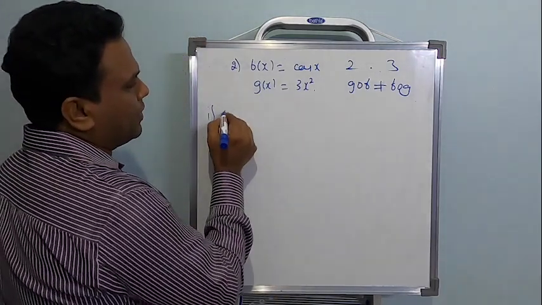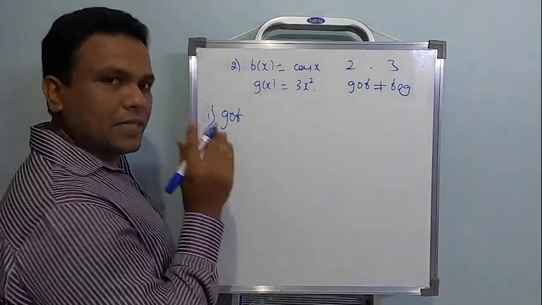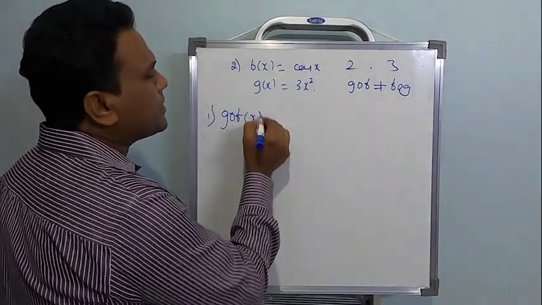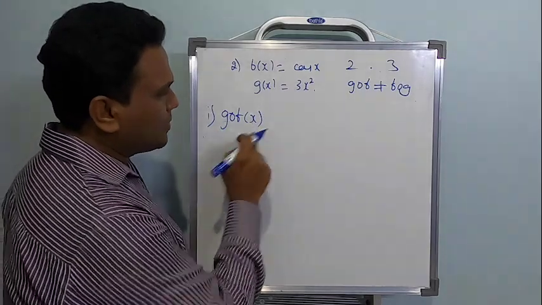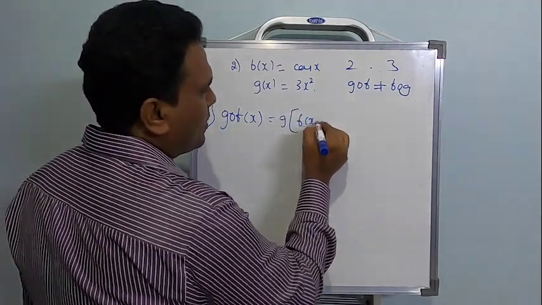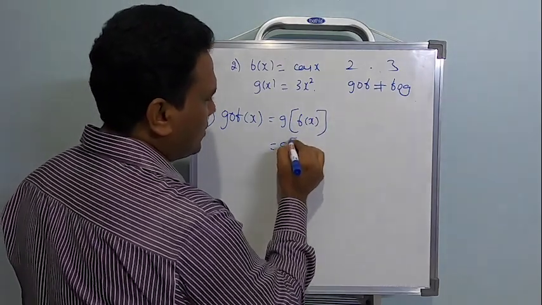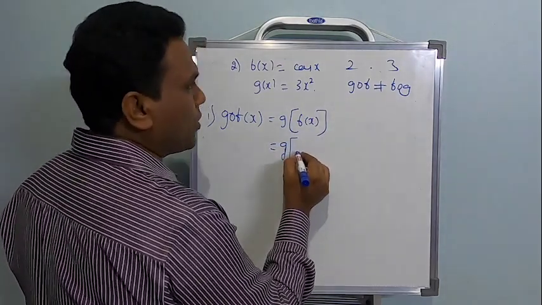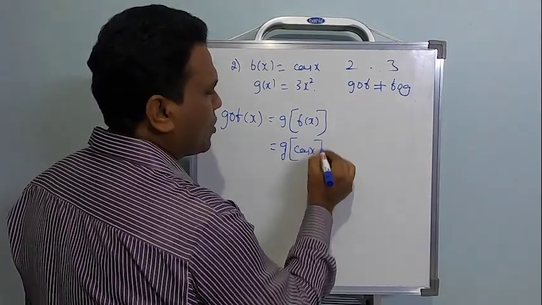First thing, let me find out something called g of f. They will give you g of f. You start with g of f of x. The way of reading this symbol is g of f of x. So g, open the bracket, f of x. What is f of x? It is being given as cos x.